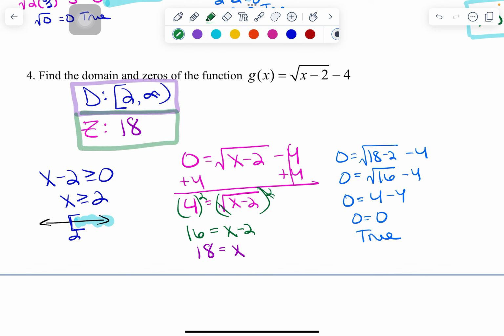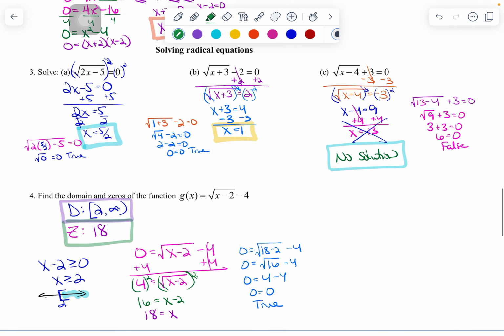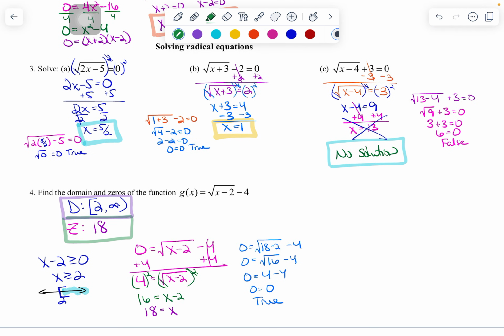And that is the end of the third video for note 73. So a little bit of work on finding some domain and zeros in the last one, and problem number 3 was just solving radical equations.